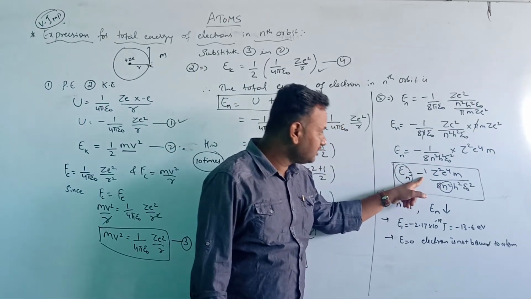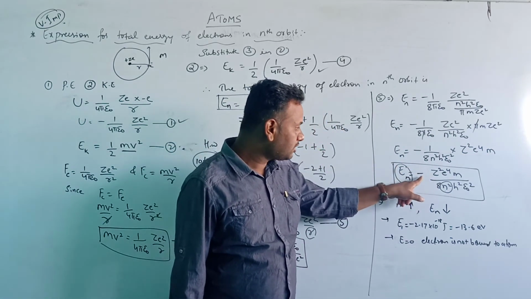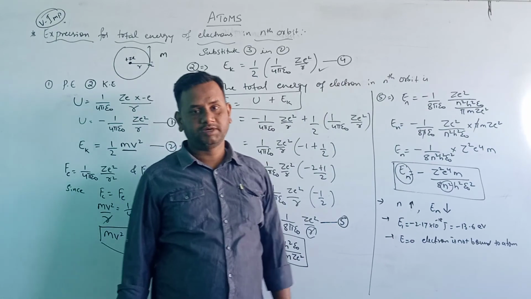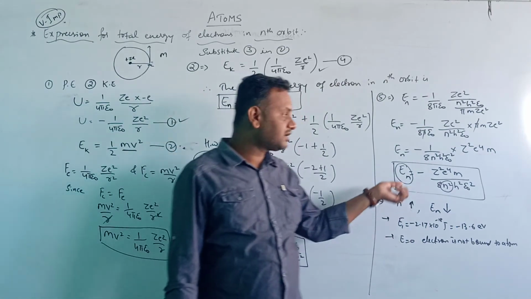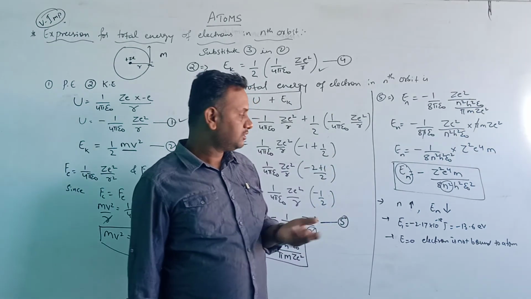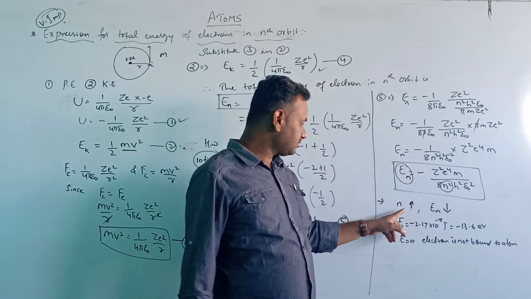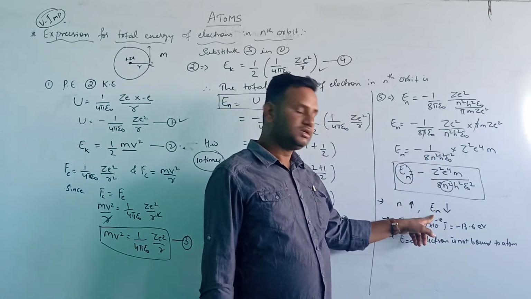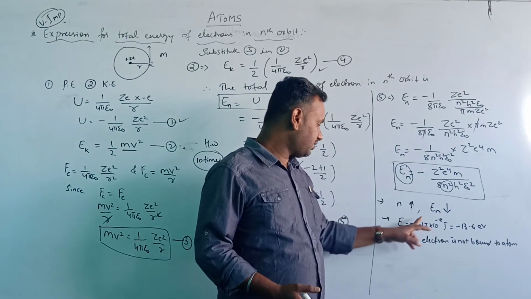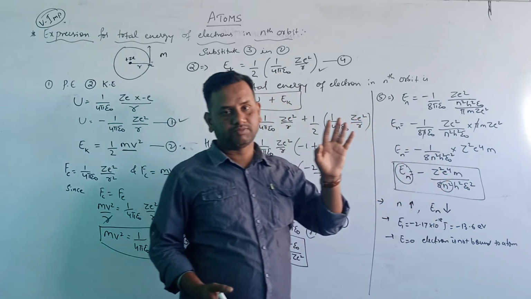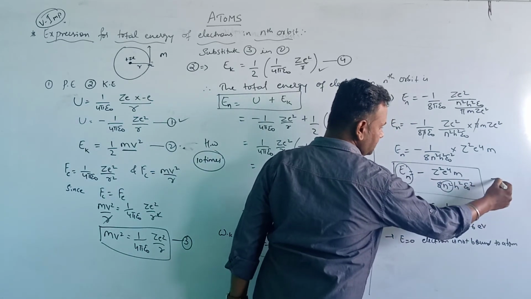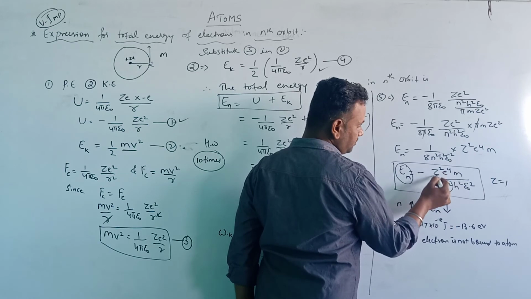But because of this negative sign, the electron which is in the outermost orbit has the greatest energy. It has more energy. That is what you should remember here. But one thing, as n increases, the magnitude of the total energy decreases. Say for example, we have a hydrogen atom, then Z is equal to 1.